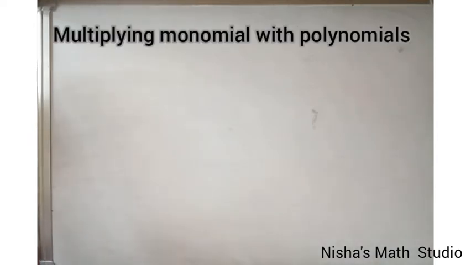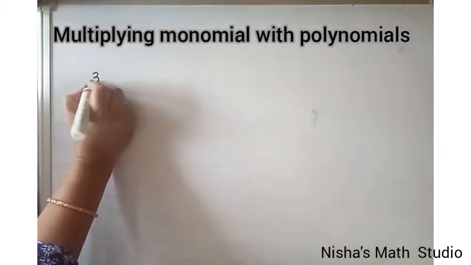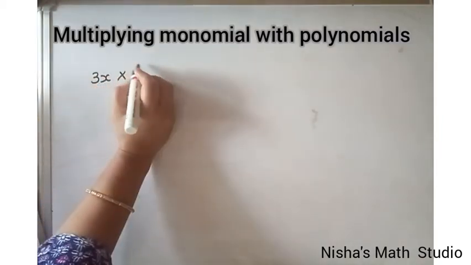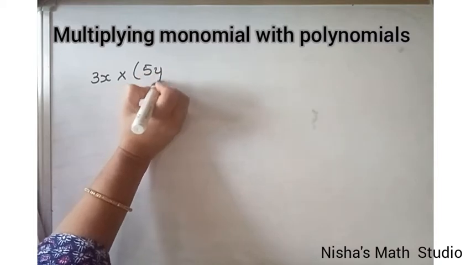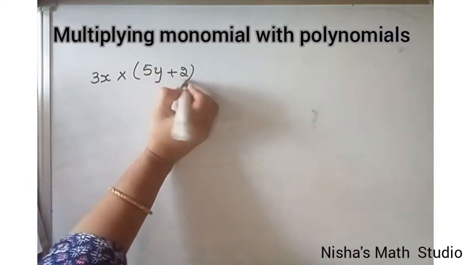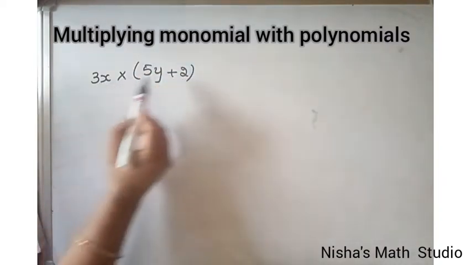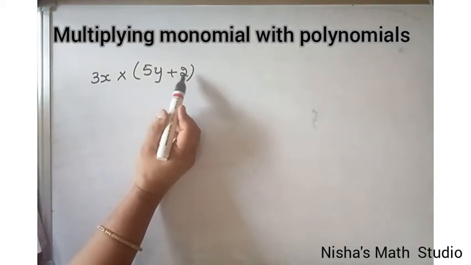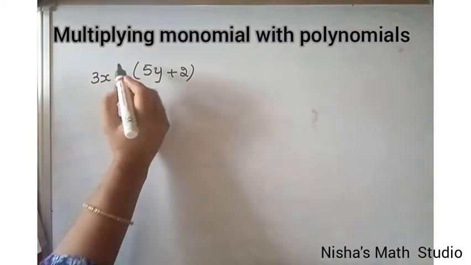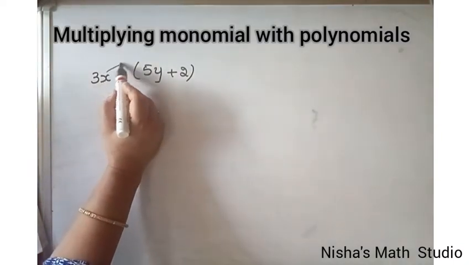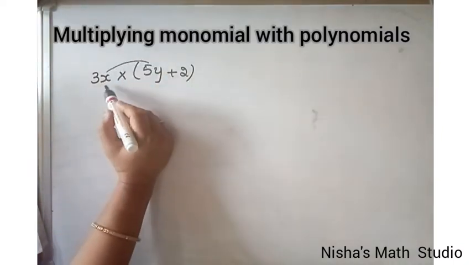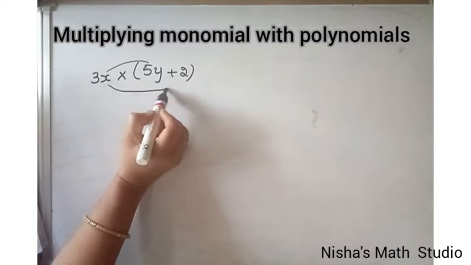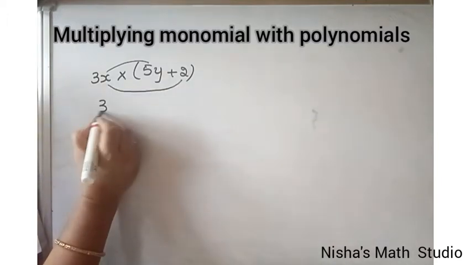Next we'll multiply a monomial with a polynomial. If we multiply 3x with 5y plus 2. Look at this. This is a monomial. We are multiplying it with the binomial. Bi means it has to have two terms. So what we should do here is, we have to multiply it with the first term using the distributive property. You have to multiply it with the second term also.